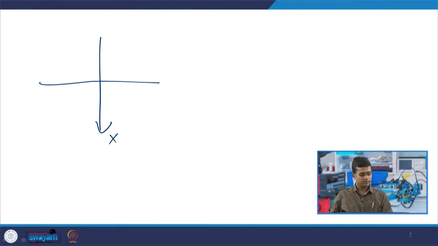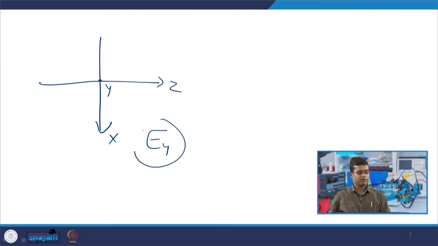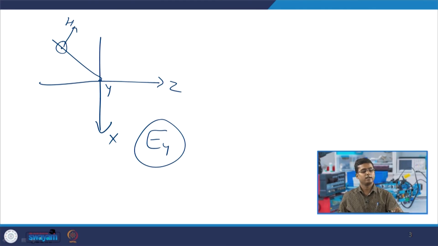That means you have to solve, so this was x, this was z, and the polarization was y. So, the electric field now is in the y direction, perpendicular to the plane. So, you have to solve for this wave. The electric field is here, and now the magnetic field H is pointing in this direction. Then you have to see what happens at the reflection and transmission. This is homework for you.